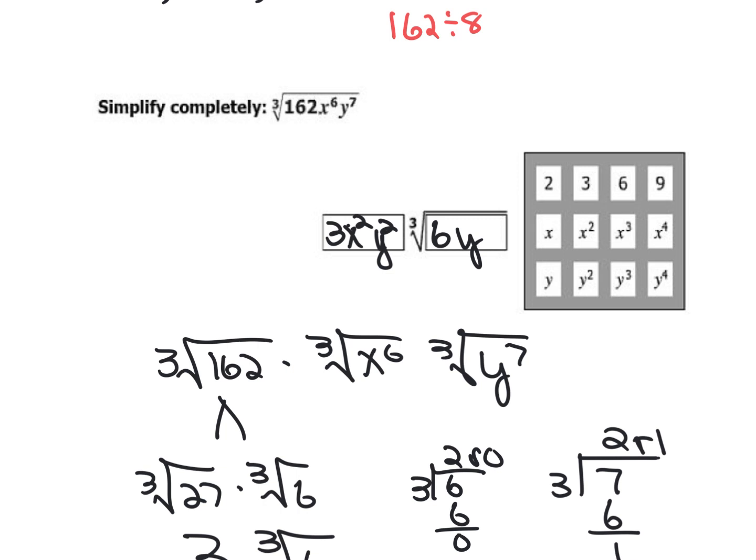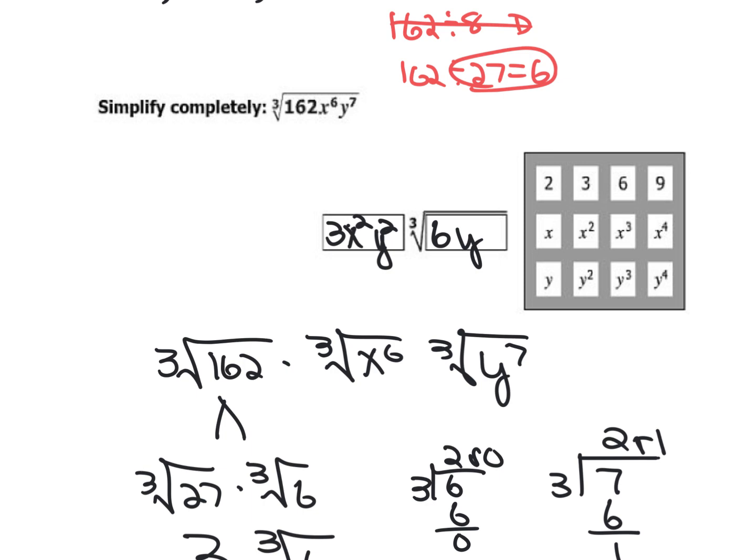divided by 8, and that would give me a decimal. I would do 162 divided by 27, and that's equal to 6. So 27 and 6 are going to be how I break down the cube root of 162. I get the cube root of 27 times the cube root of 6. Then simplify this to be 3 times the cube root of 6.